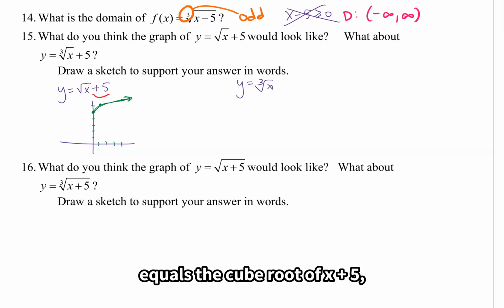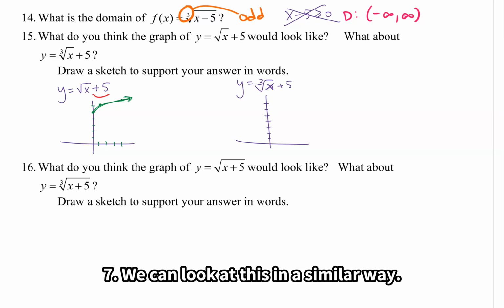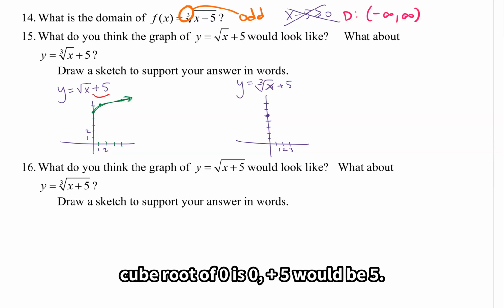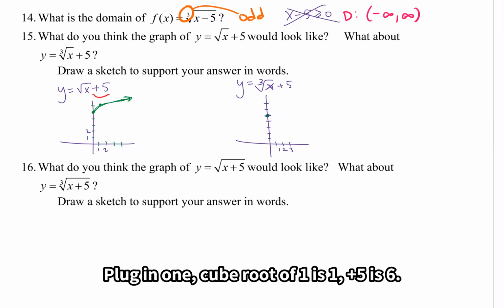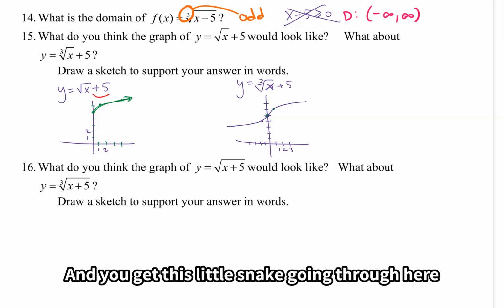For y equals the cube root of x plus 5, 1, 2, 3, 4, 5, 6, 7. We can look at this in a similar way. I know if I plug in 0, cube root of 0 is 0, plus 5 would be 5. Plug in 1, cube root of 1 is 1, plus 5 is 6. Cube root of -1 is -1, plus 5 is 4. And we get this little snake going through here, like so.